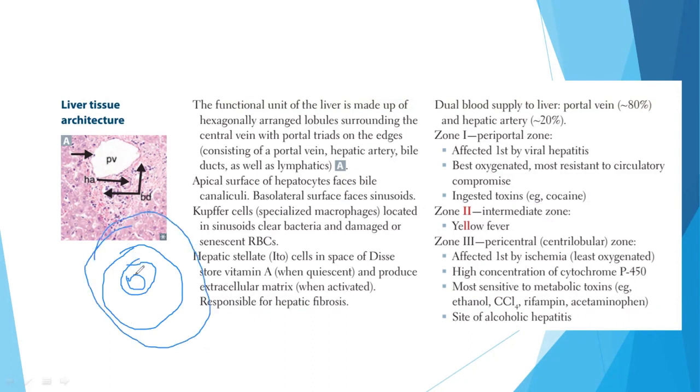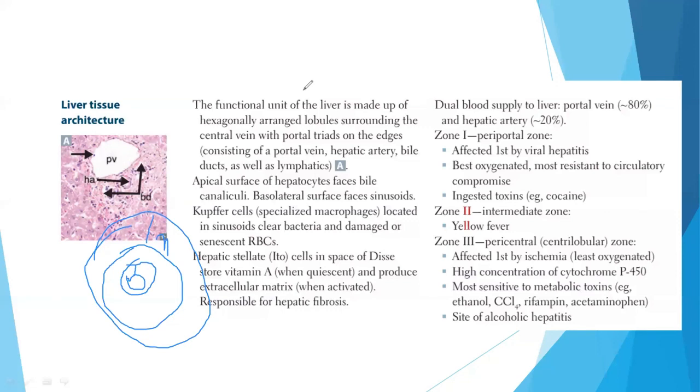Now, zone 1 is the nearest. So any circulatory compromise, like hypovolemic shock or hypotension, will not affect zone 1. The intermediate zone will be a little bit affected, but the most affected is the farthest zone, that is zone 3. That's why it is a very important point, and it is frequently tested in the USMLE Step 1 examination: whenever the patient has hypovolemia and you are asked which zone is affected, you need to answer zone 3.